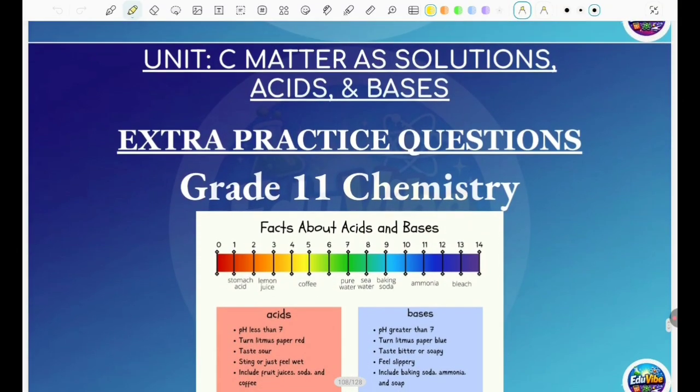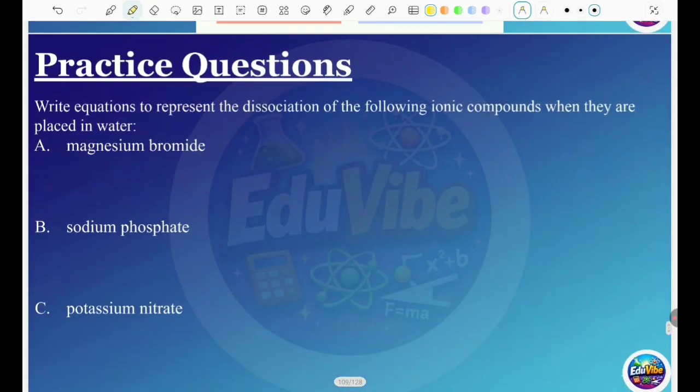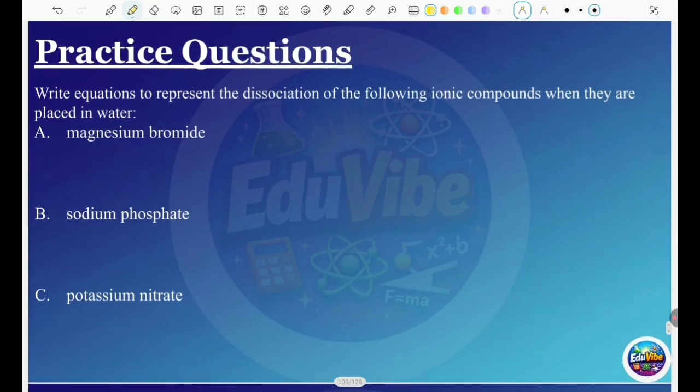In today's lesson, we are moving to the last thing of unit C, which is the extra practice questions. Today we're completing that unit, and with that, we are left with only one unit. So let's start with the extra practice questions with the first topic, where we do the dissociation of the ionic compounds.